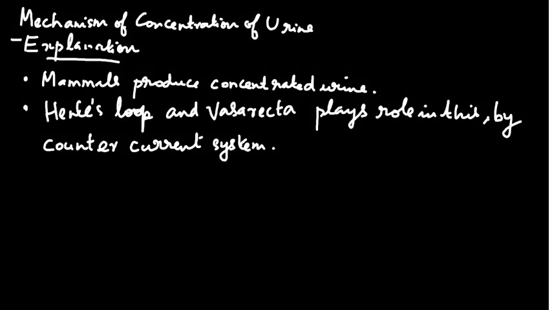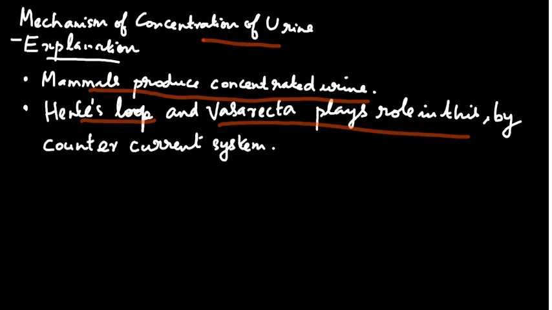Mechanism of concentration of urine, that one's explanation. How the urine gets concentrated. Now, mammals always produce concentrated urine. For this reason, Henle's loop and vasa recta play an important role, and this takes place through a countercurrent system.